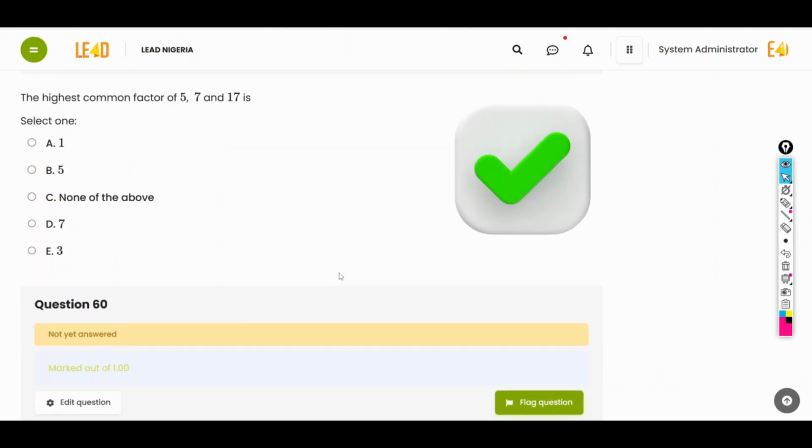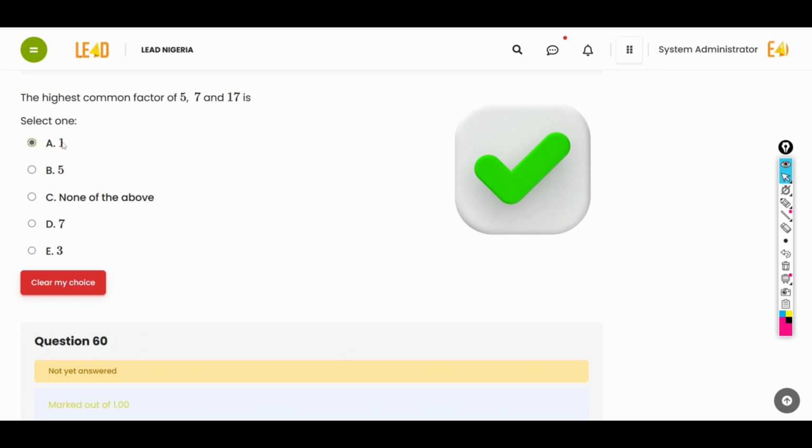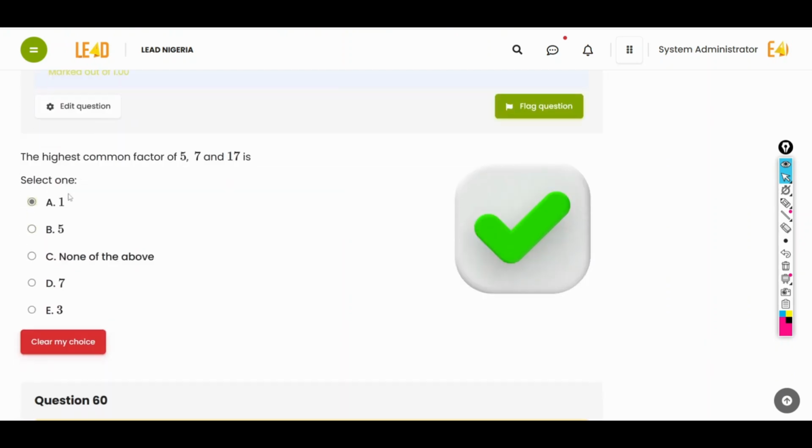The highest common factor of 5, 7, and 17 is 1. Okay, and I'll explain. If you try to set it up, you won't find anything that can divide through, right? So you might want to say that there's no HCF. But when you think about it, 1 can divide all of them. So 1 is a common factor to all numbers, and 1 is the highest because nothing else works. So the answer is actually 1.